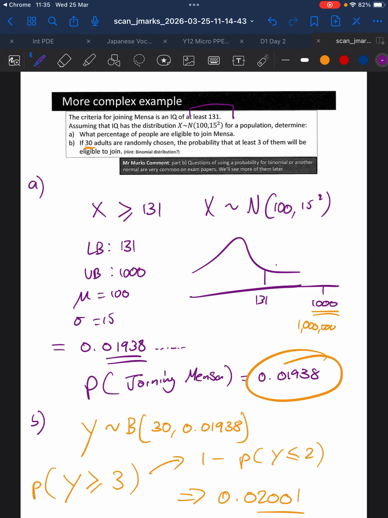So this is quite a common type of question. In part A is an average person having an IQ. So X is really about IQ, okay? Whereas Y is about joining Mensa, or eligibility to join Mensa. Okay, and the two things are related in such a way. So pretty common question, that one there for you.